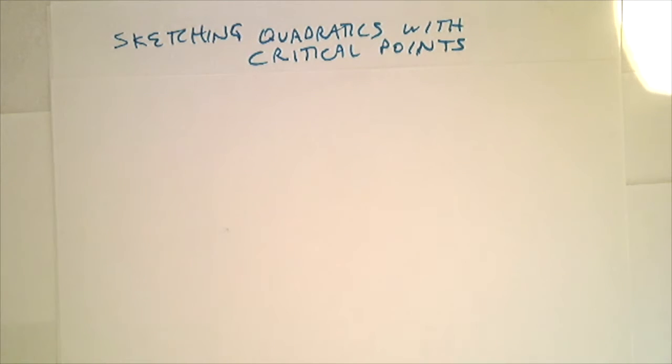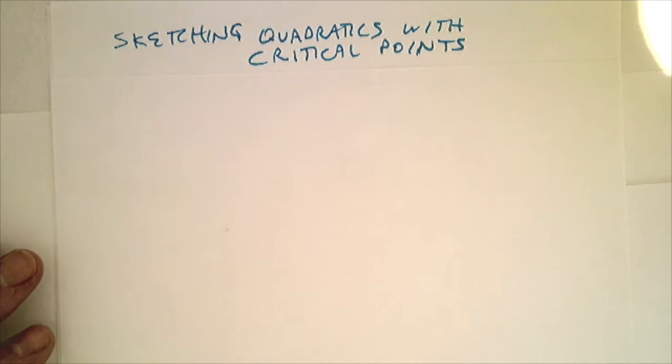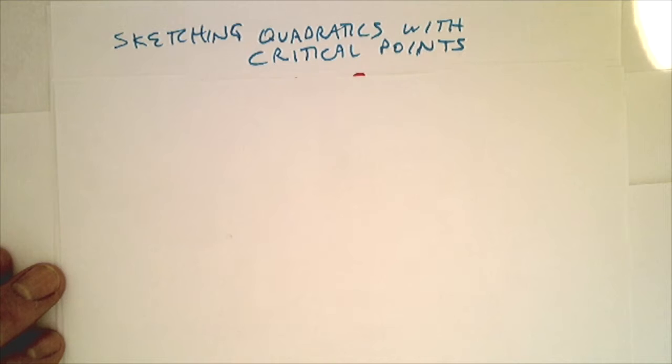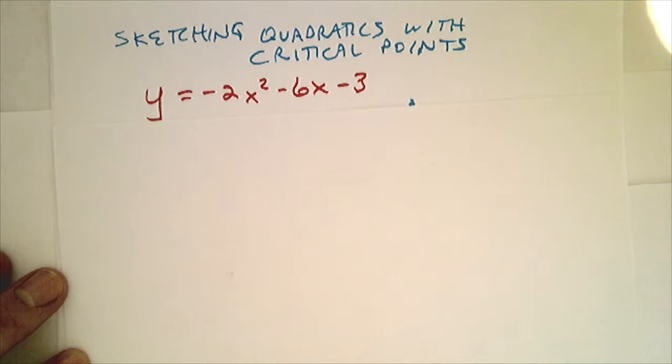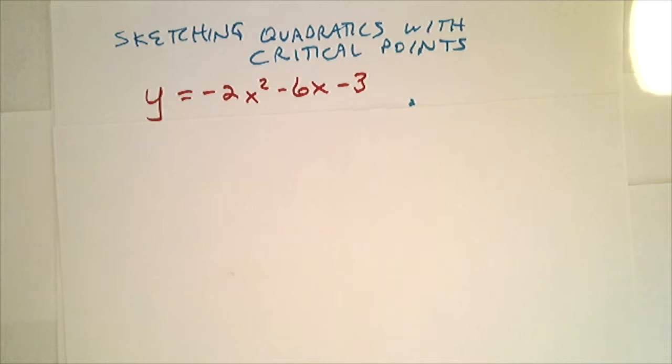Welcome to Sketching Quadratics with Critical Points. Let's start with an example of what graphing this would look like. y equals negative 2x squared minus 6x minus 3. Take this in steps. There'll be 5 steps we take.